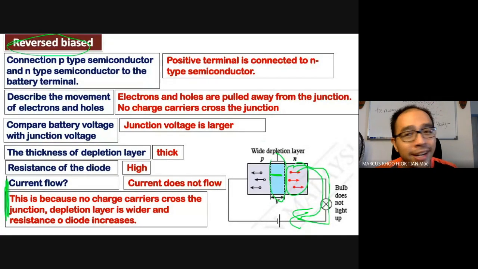If you don't understand anything that I've been saying for the past hour, at least make sure that you know this. Forward bias is because the charge carriers are crossing the junction, making the depletion layer thinner and the resistance decrease. Reverse bias is the other way around. The charge carriers are not crossing the junction, the depletion layer becomes wider, and the resistance increases. That's why there is no current flow.